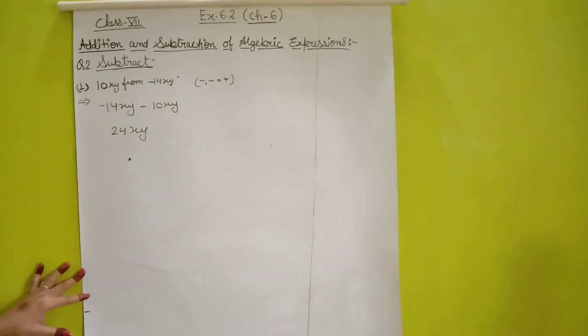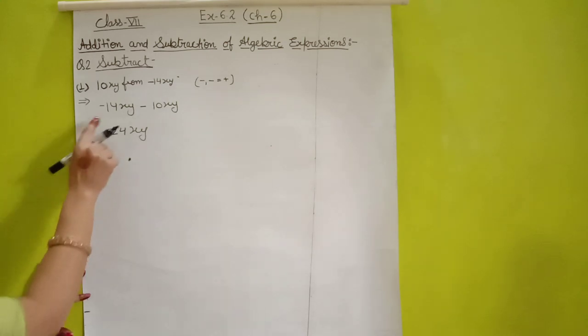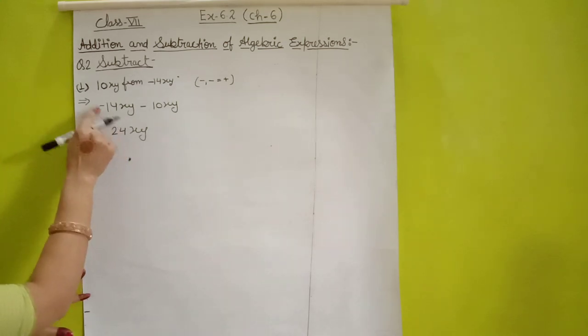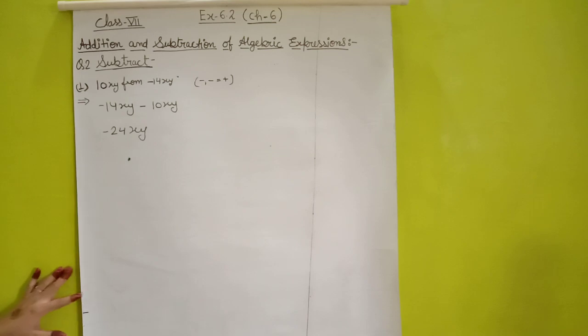xy will come as it is. Now what about the sign? Sign of greater number will come and greater number is 14 and 14 sign is minus. So this is your answer, minus 24xy.